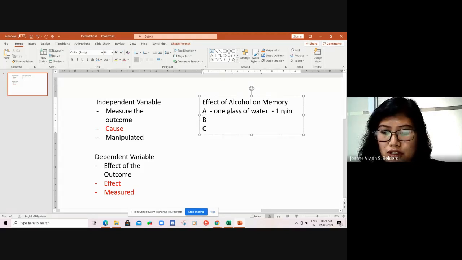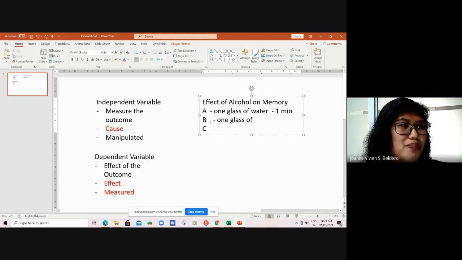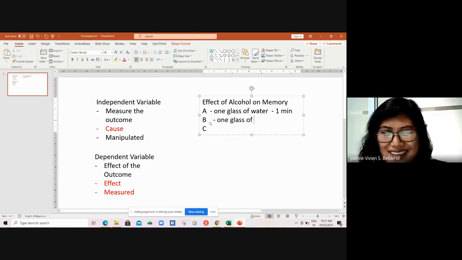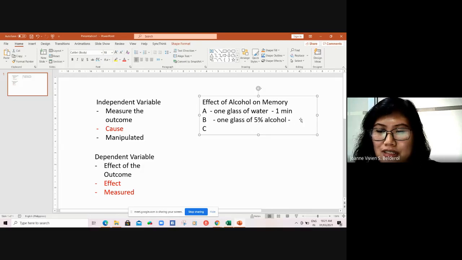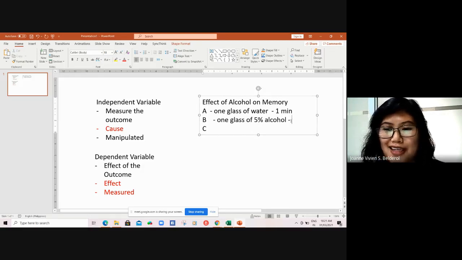For group B, however, you ask each one of them to drink 1 glass of alcohol. Fine, the alcohol content is 5%. 1 glass of 5% alcohol. And then when you ask them to memorize, you time them, and on the average, they were able to memorize it in like, let's say, 5 minutes.